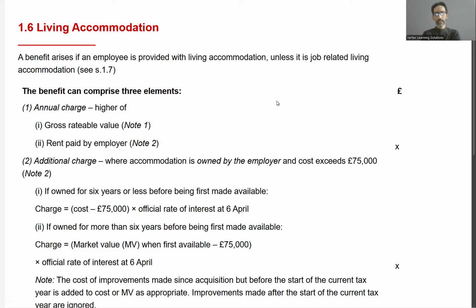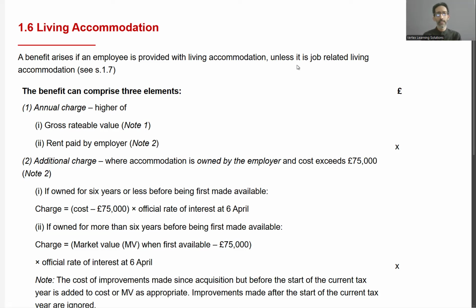So you can say that when an employee is provided a house or an accommodation by the employer, the taxable benefit, again, I would say the cash value of that benefit, is calculated by looking at three elements. The three elements are: number one, the annual charge; the second one is the additional charge; and the third one is if there are any expenses paid by the employer. Okay, so this is how we understand this one. So let's begin with the first.